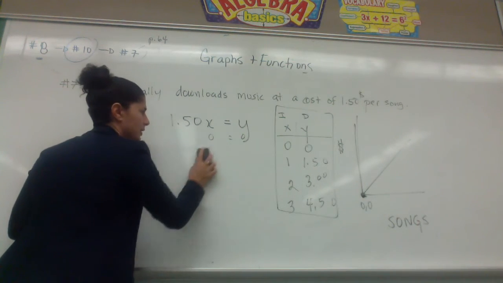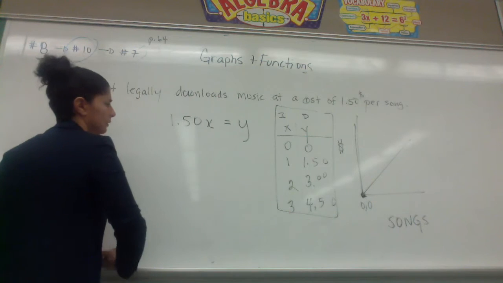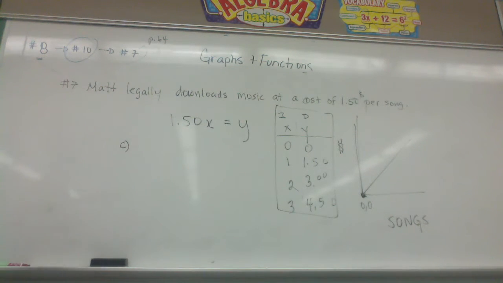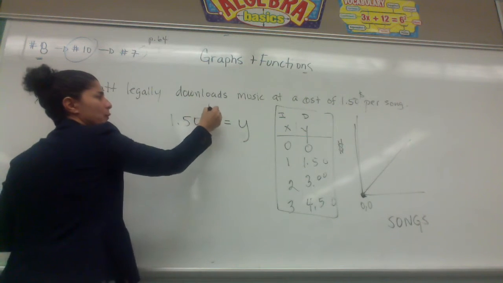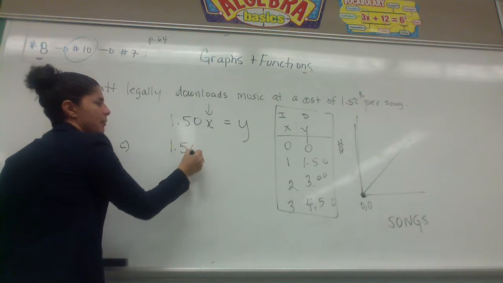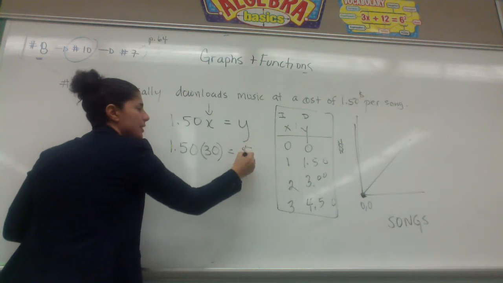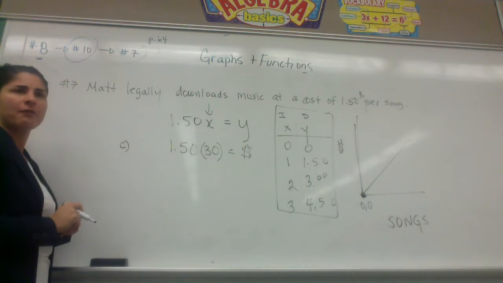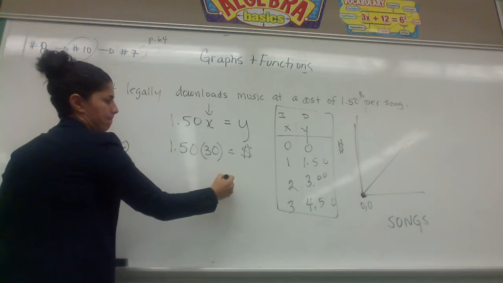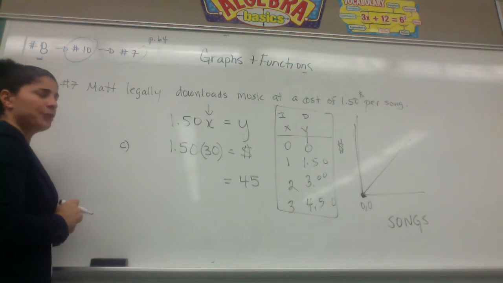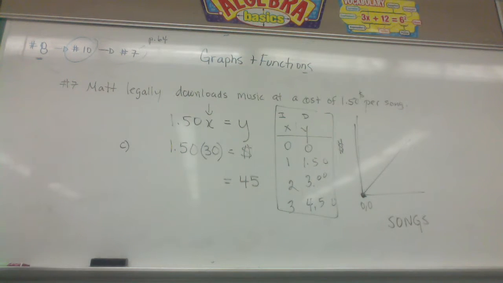What do they ask you? Can somebody read me what C says? Question C, what does it say? Really loud, go ahead. What is the total cost of buying 30 songs? So I know, what information did they give us? The number of songs, so they said 30, and they're asking us for the cost, the Y. How much is that, $45? Yeah. Cost me $45. 1.50 times 30 equals $45.